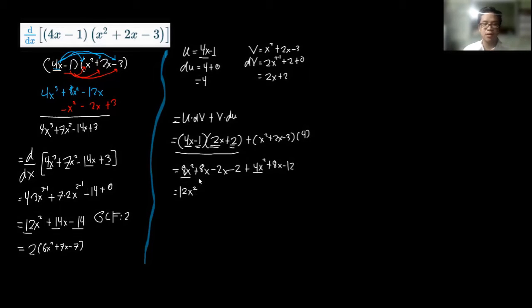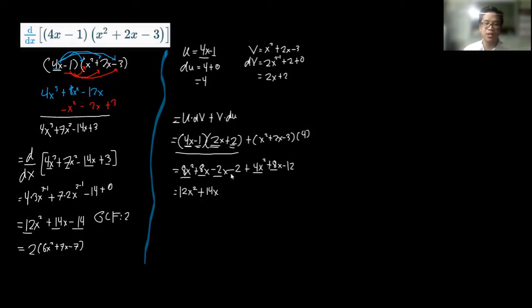That's it. Next, now we have 8x, negative 2x, and 8x. Three of them have something in common because of their variable, which is x. So 8x minus 2x is just 6x, plus 8x, this is 14x.